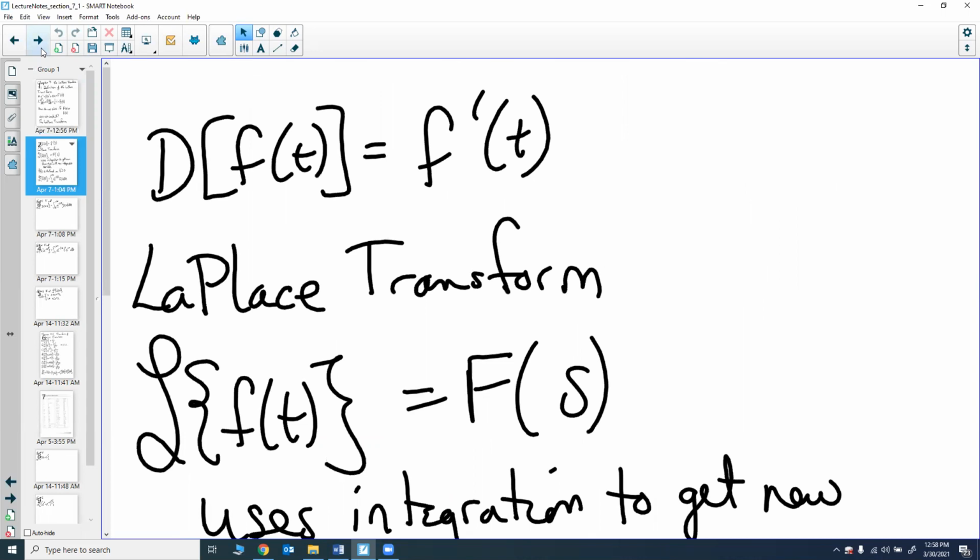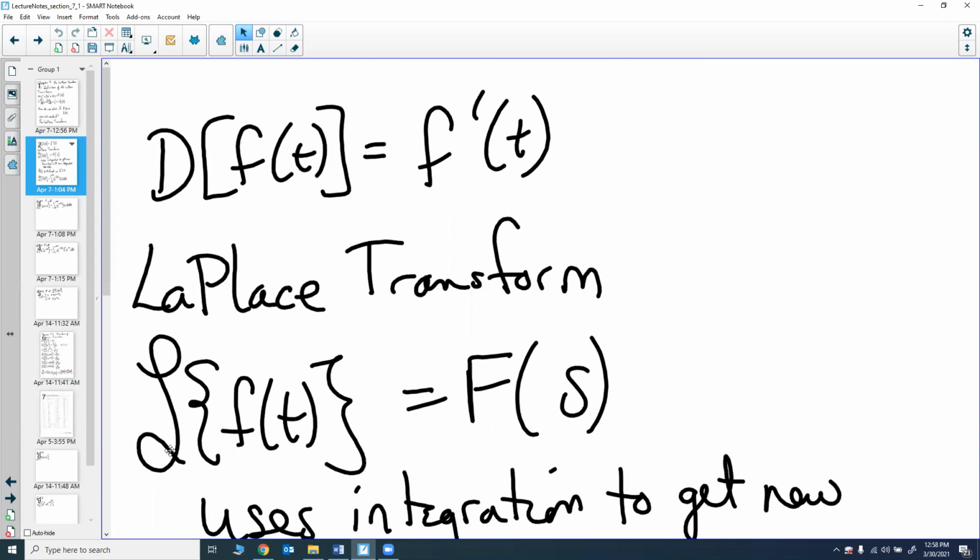Before we actually get into Laplace transforms, I just want to remind you that d of f of t is just another way of writing f prime of t. We use this notation a lot. This derivative notation is very useful in this day and age. We also need to define what a Laplace transform is before we look at how we solve equations with those. So we're just going to look at what the definition is.